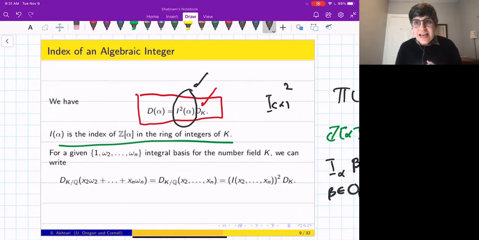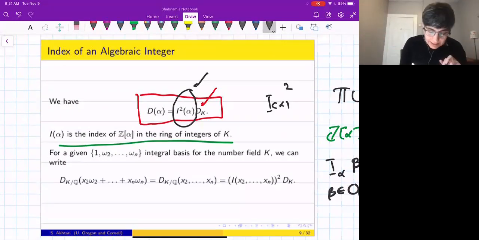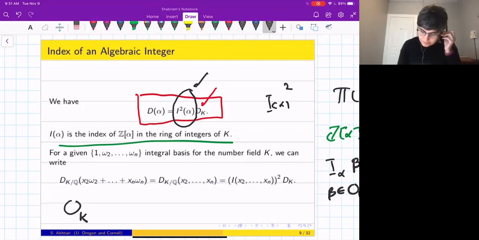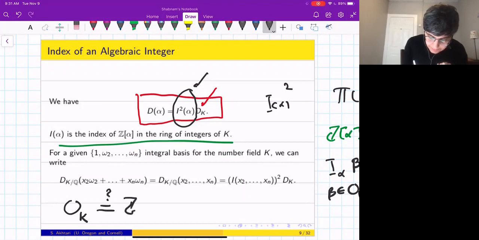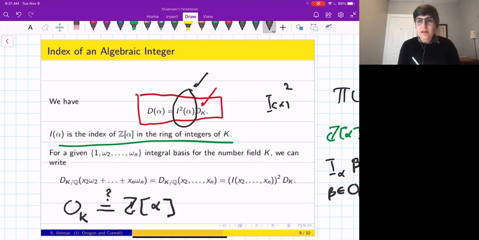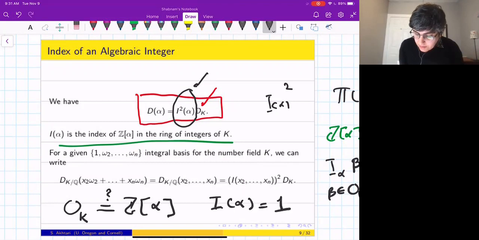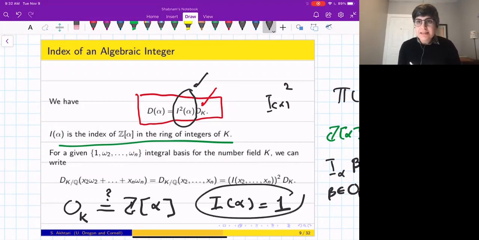But this is exactly the big question that I was asking before: if I want to see if O_K as a Z-module is monogenic or not, what I'm really asking is whether there is any alpha such that I can write it like Z[alpha], that is, whether I can find an alpha such that I of alpha is equal to 1. So this is all I'm asking, whether I can find an index 1 equation, right?